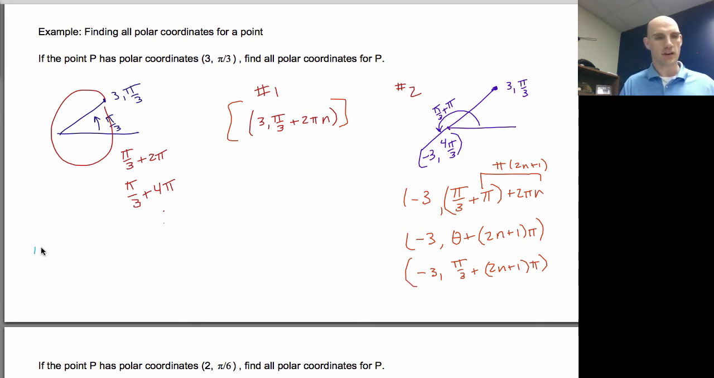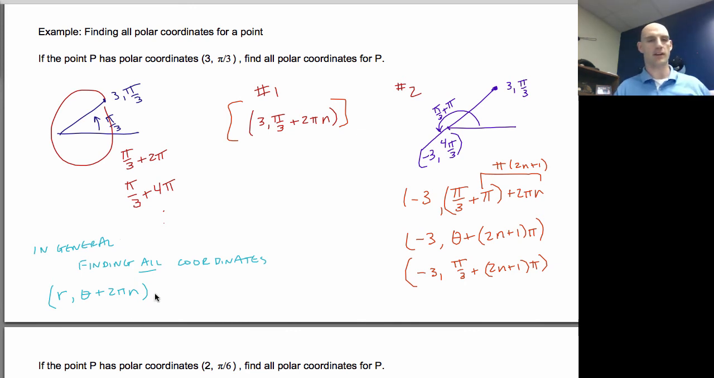And so in general, let me sum it up. In general, finding all coordinates looks like this. You've got two possibilities. r, comma, theta plus 2 pi n. That's the one that's more conceptually easy to understand. I go there, and then I could go around, back around again. Or I could go the opposite of r. So I'm going to go around halfway and then come back. Negative r, comma, theta plus 2n plus 1 times pi. Okay? And that's where n is any integer.